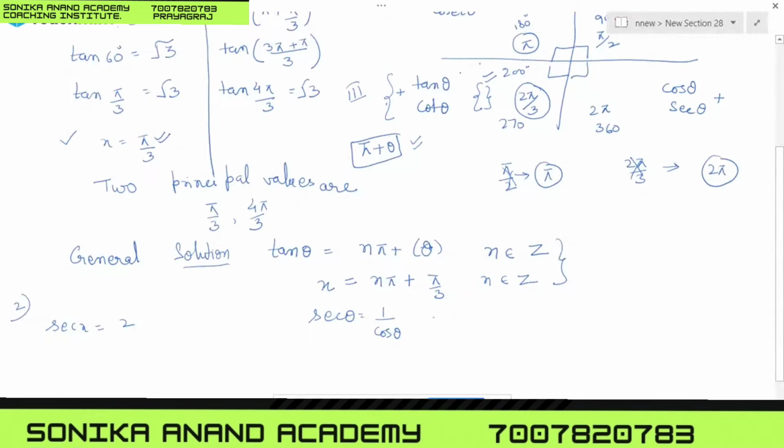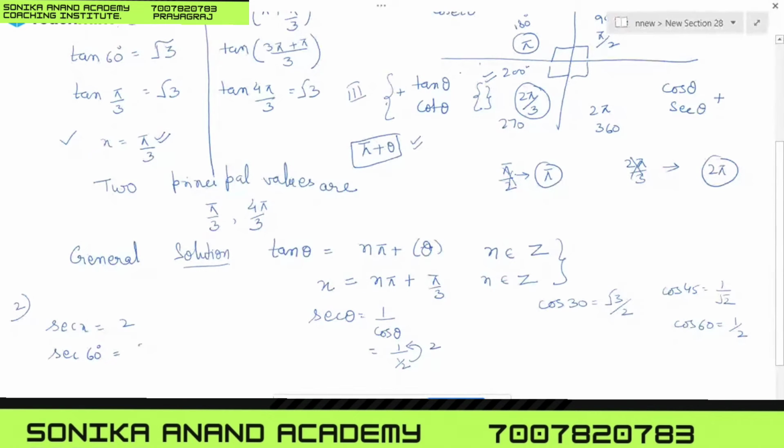So for cos 30, we have root 3 by 2. Cos 45, 1 by root 2. And cos 60, we have 1 by 2. So when we inverse, it becomes 1 by 1 by 2, which is 2. So for sec 60 degree, we have 2.